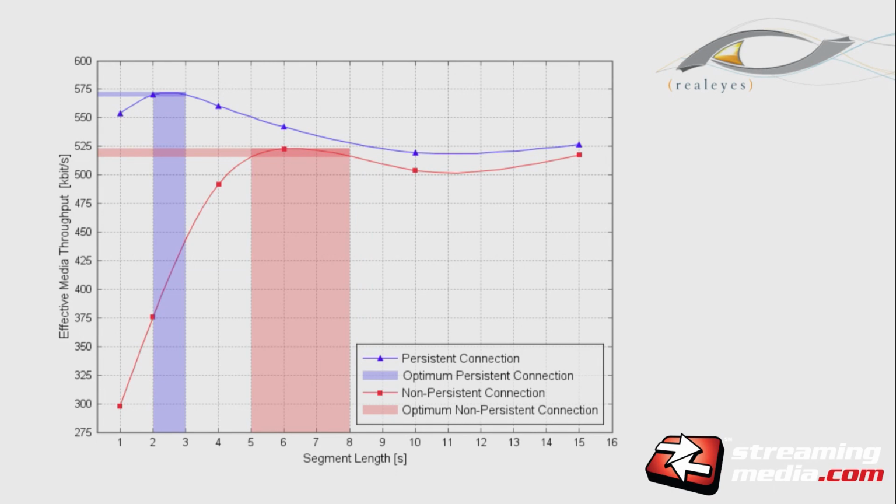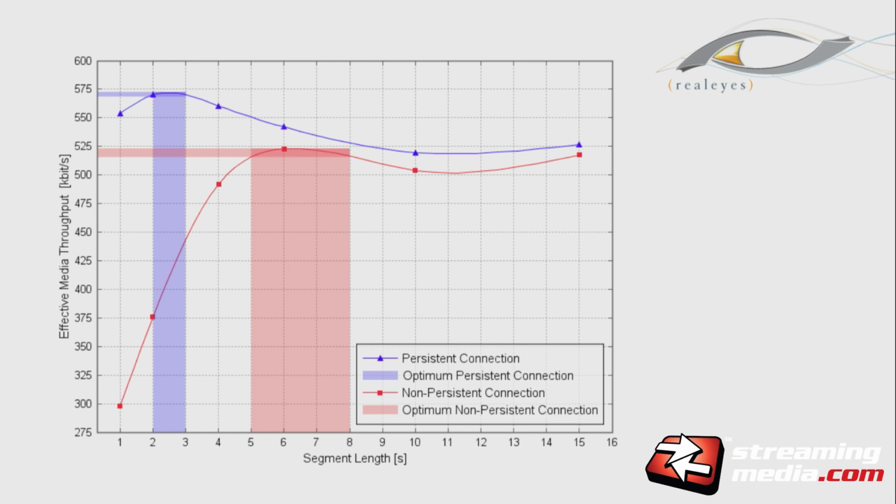Here's a cool bit of information. This was actually from one of the articles Jan had put together a while back. It's some of the benefits of working with persistent versus non-persistent connections in regards to segment lengths and effective media throughput. Ultimately, one of the big problems with non-persistent connections is their kind of open-closed situation, how they work, and just general throughput capability.